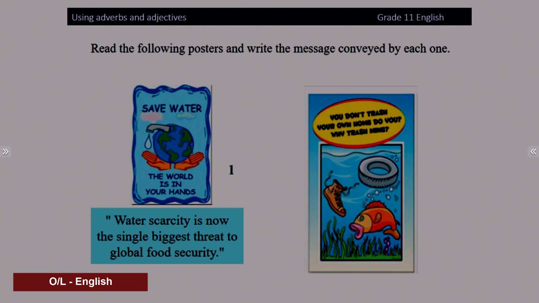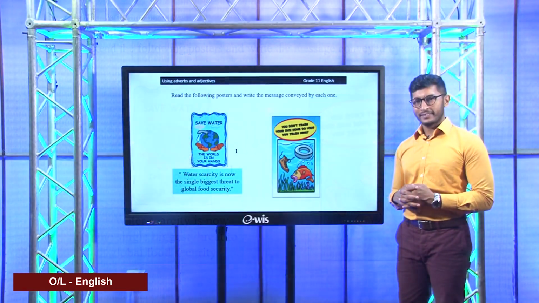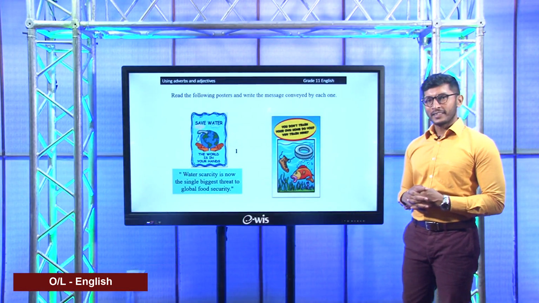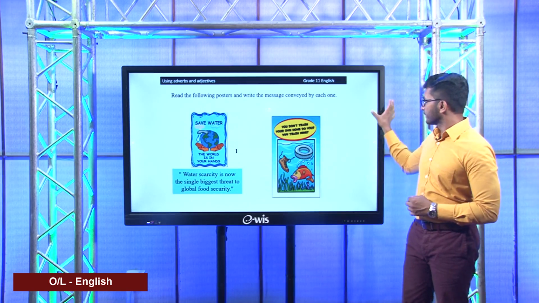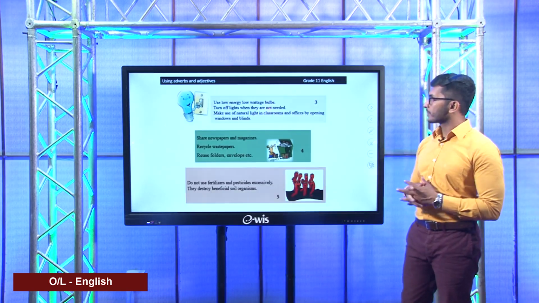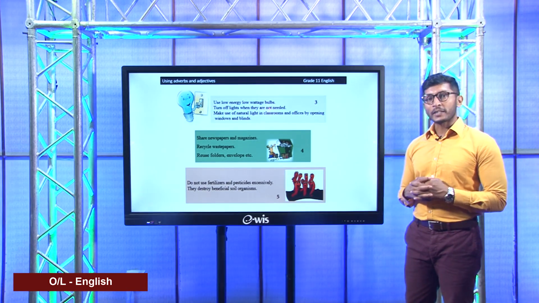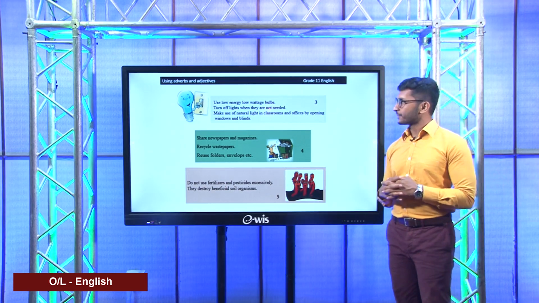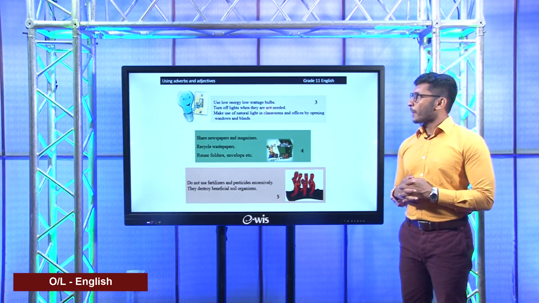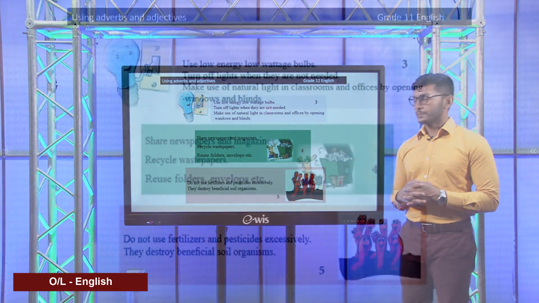Water scarcity is now the single biggest threat to global food security. The second one, the fish seems to ask you a question. You don't trash your own home, do you? Why trash mine? It's a beautiful one. Let's look at the other three posters. Look at that picture. Now you know it's about electricity or energy. Use low energy, low voltage bulbs.